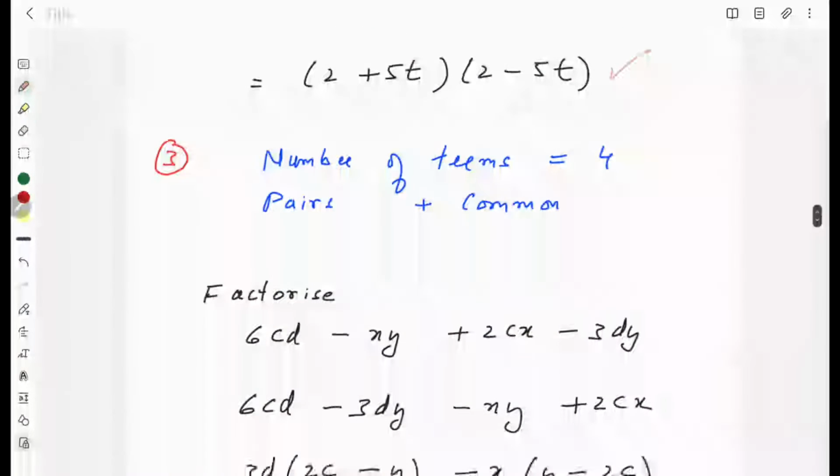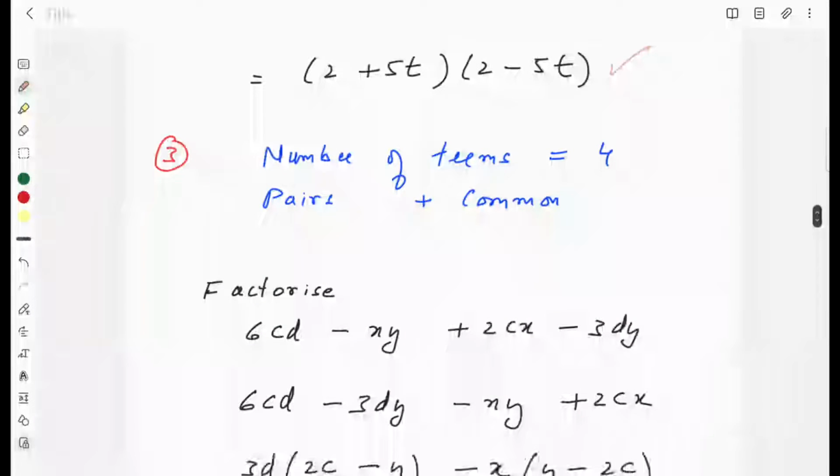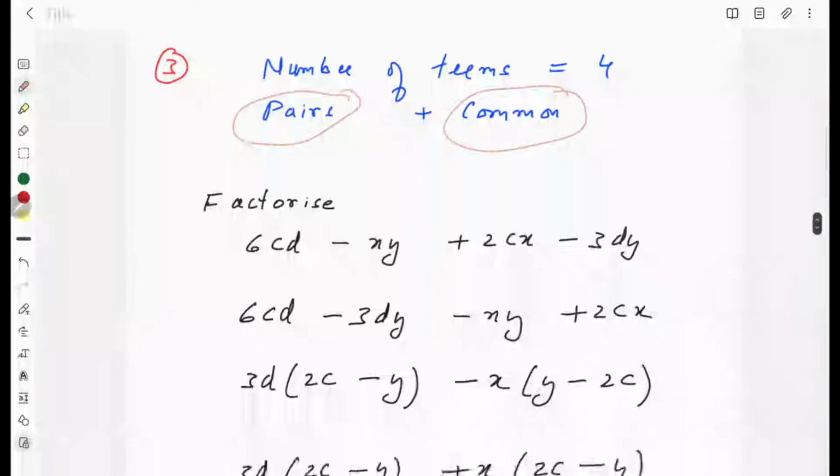If your number of terms is 4, you can see how to take pair and how to take common. Suppose you have to factorize 6cd minus xy plus 2cx minus 3dy. You can see there is nothing common between these two and these two, so you can rearrange.